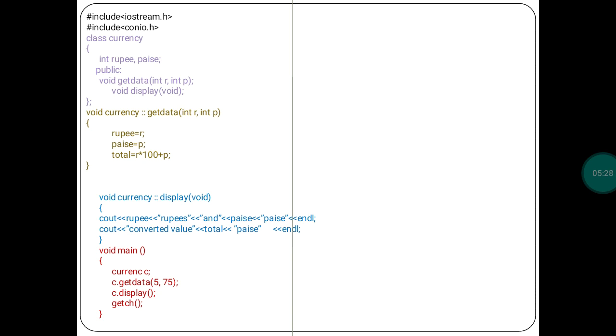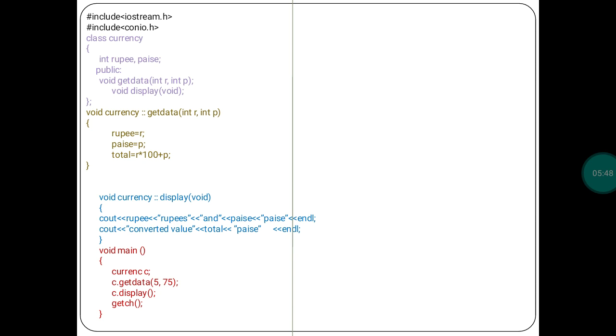Closing press, word main, currency C dot get data 5, 75. This 5 and 75 is nothing but what? We are passing the value from object to member function, because in this program it needs R value and P value.